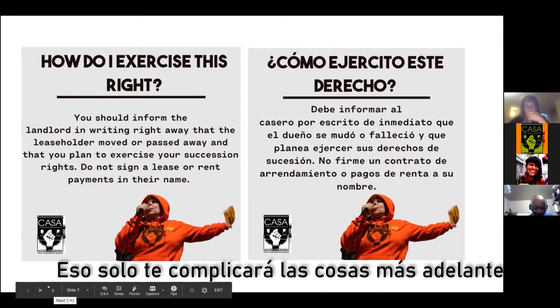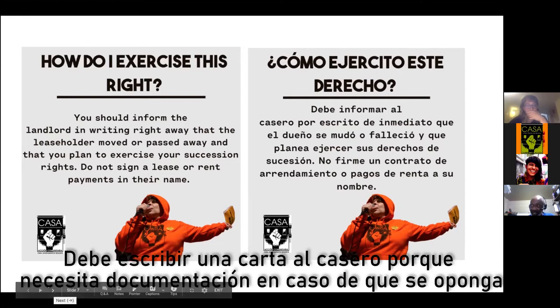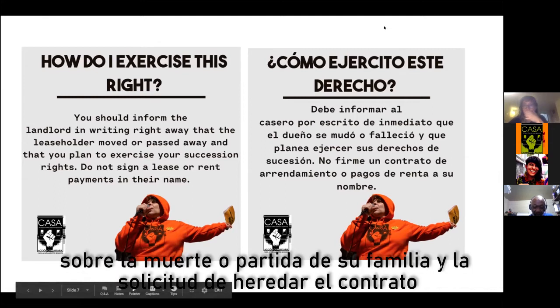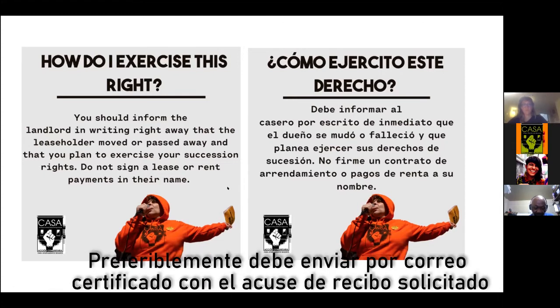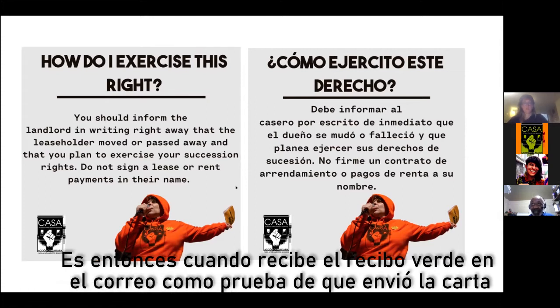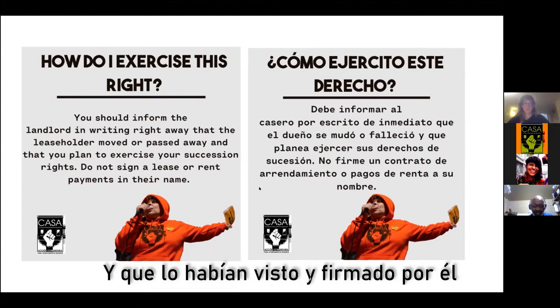You should write a letter to the landlord because you need documentation in case they want to oppose it, about your family member's death or departure, and request to succeed to the lease. Preferably, you should send the letter by certified mail, return receipt requested. That is where you will get that green slip back in the mail as proof that you had mailed the letter and that they had received it and signed for it.